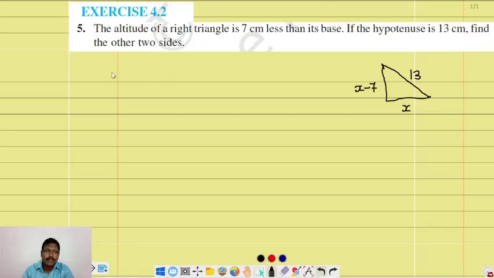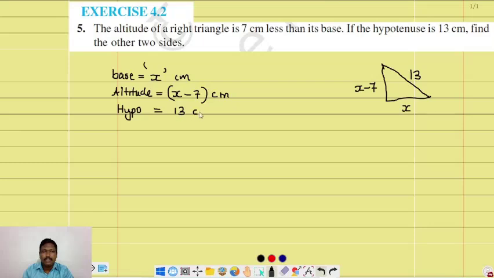So we can take base is equal to x centimeter. Then altitude will be what? Altitude of a triangle will be x minus 7 centimeter. Now hypotenuse is given there. Hypotenuse is equal to 13 centimeter.